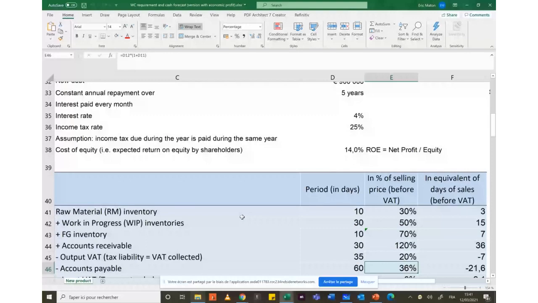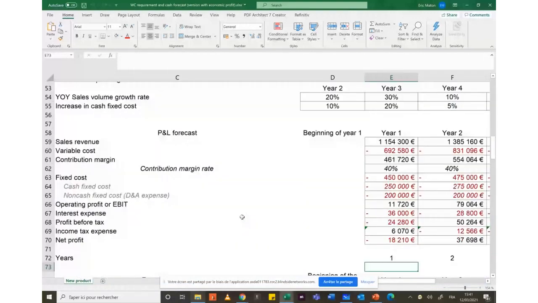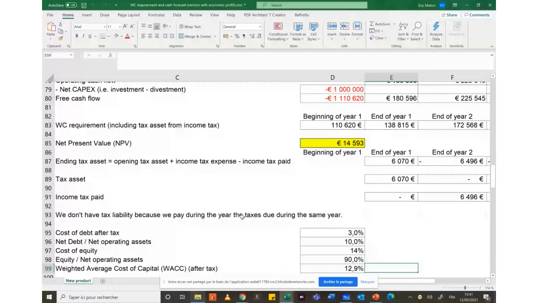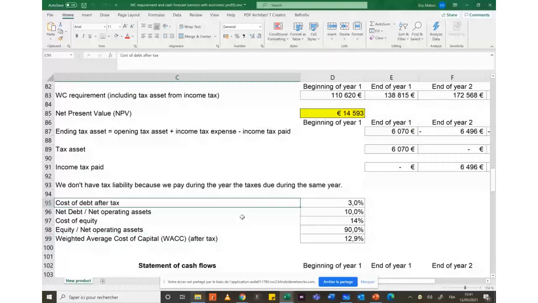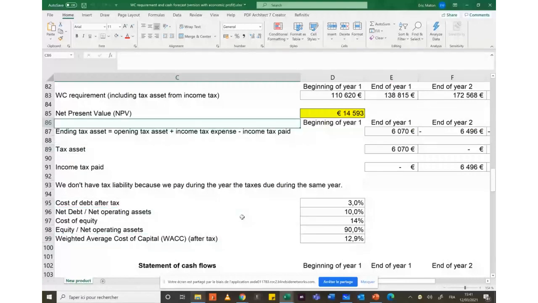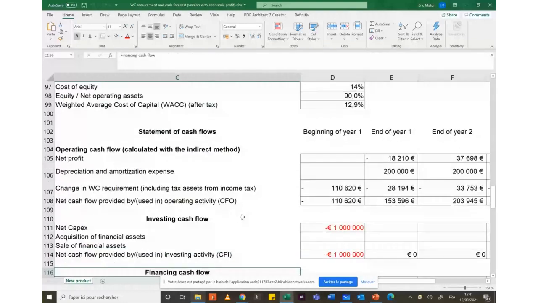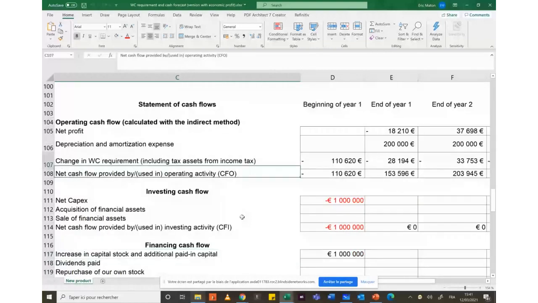I created the statement of cash flows. So here I used the data for the calculation of the weighted average cost of capital after tax in order to discount the free cash flows. Okay. I created the statement of cash flows with indirect methods, the operating cash flow. I have the investing cash flow and the financing cash flow.